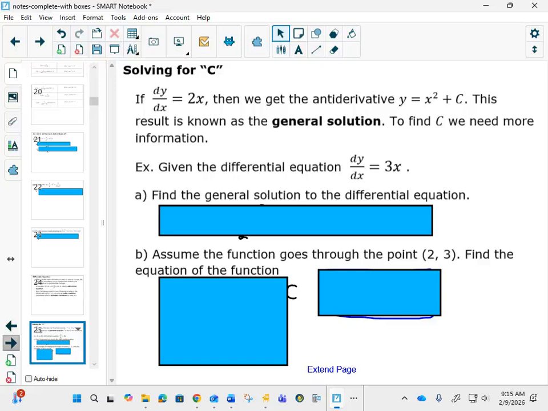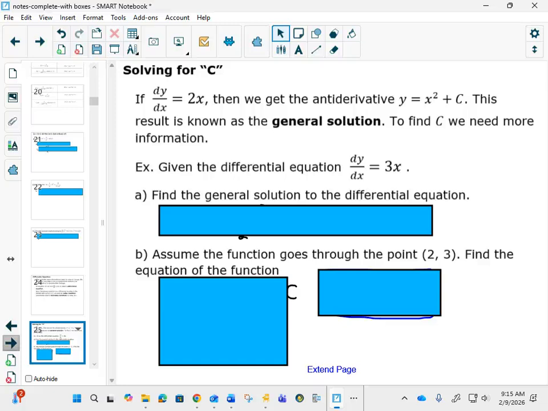If the derivative was 2x, the antiderivative is super easy. It would be x squared plus c. That's called the general solution because that plus c gives all possibilities of things happening. Okay? If we want to find that specific c value, we would have to have some other information.